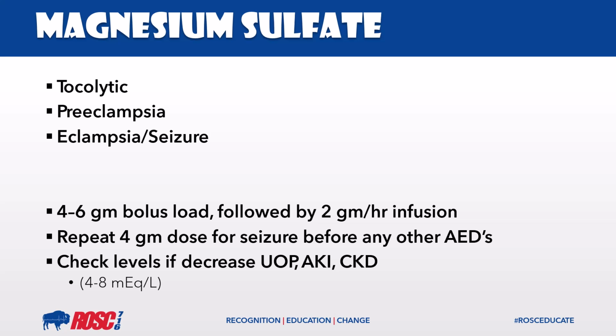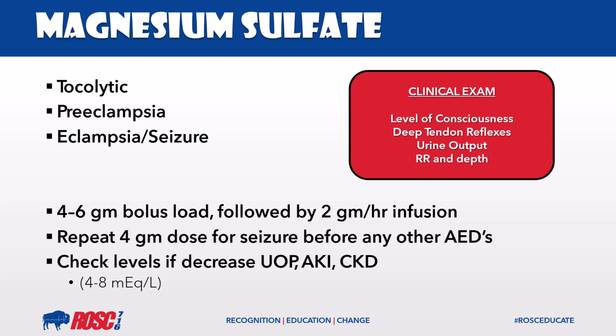In the situation of eclampsia or seizure, a repeat dose of magnesium at 4 grams IV is given before any other anti-epileptic medication. It's important that we conduct a thorough exam when we're administering magnesium sulfate. We want to look at the level of consciousness and the deep tendon reflexes. We want to monitor urine output and also pay special attention to the respiratory rate and the depth of those respirations. Clinical indications for magnesium toxicity would be lethargy, hyporeflexia, low respiratory rate, or weak, reduced pulmonary excursion.